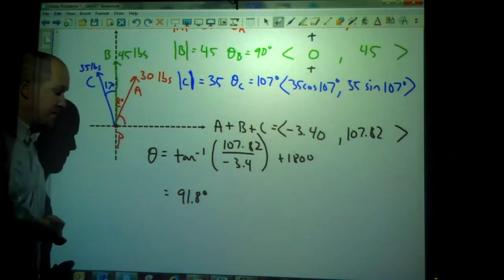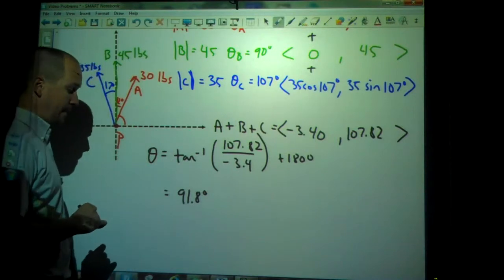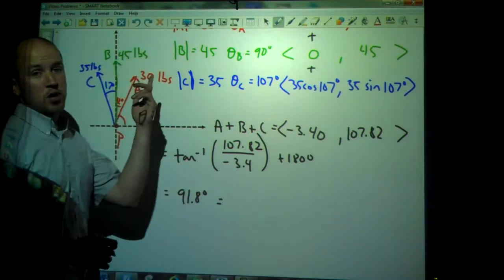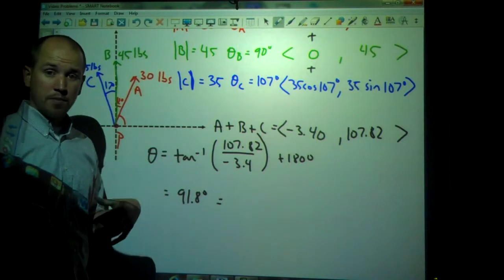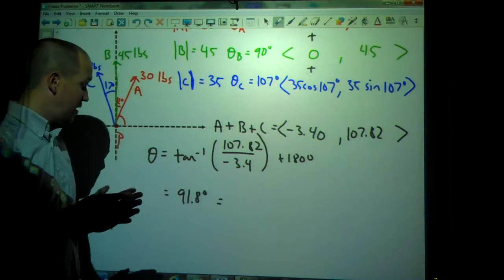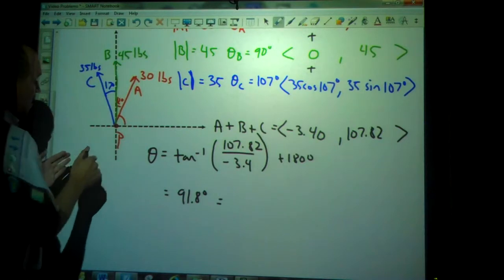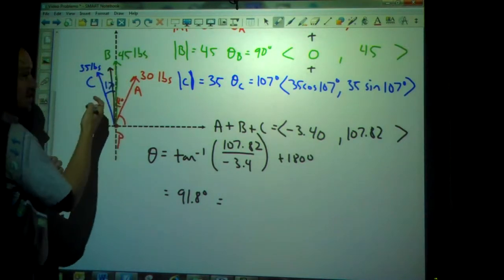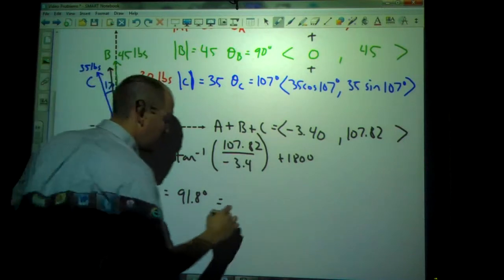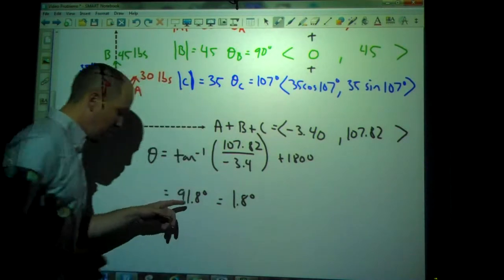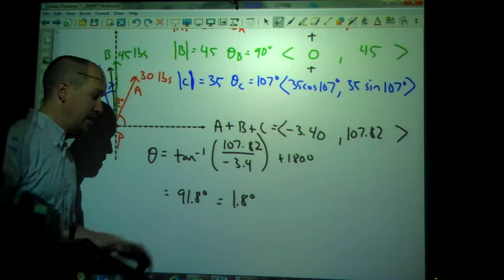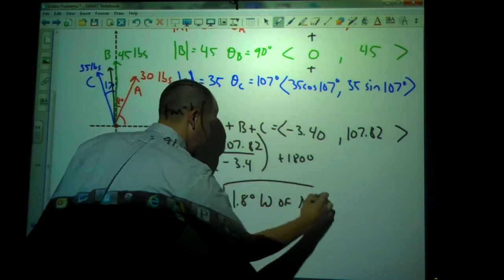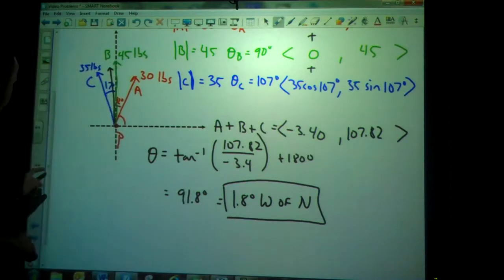Round to 1 decimal place for angles. And I want to use the same terminology that the problem gave me, like east and north or west and north. So this vector is going to be in this direction. It's going to be west of north. So it's going to be 1.8 degrees more than 90 west of north. That's a nice answer. Okay?